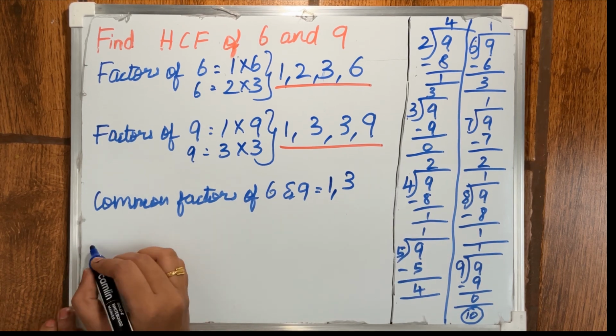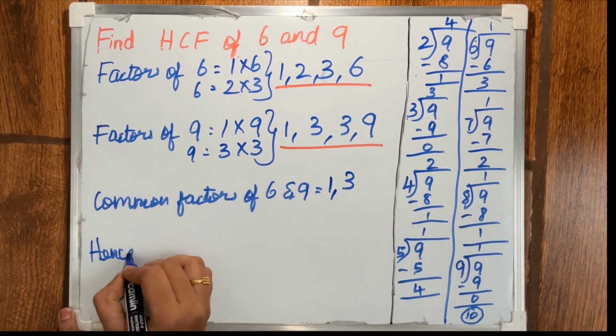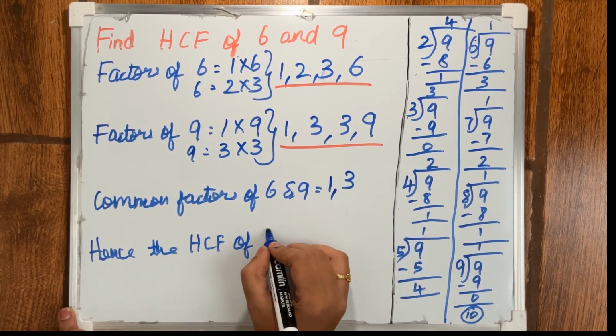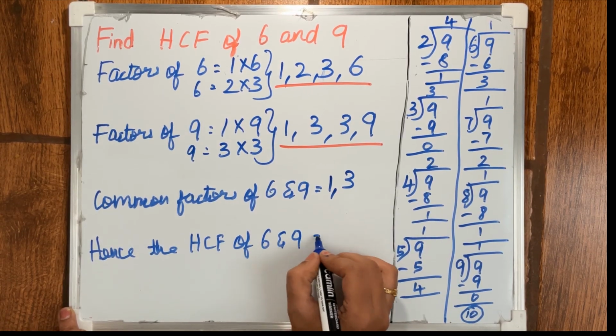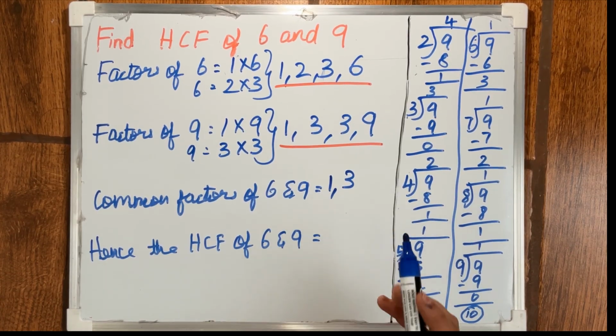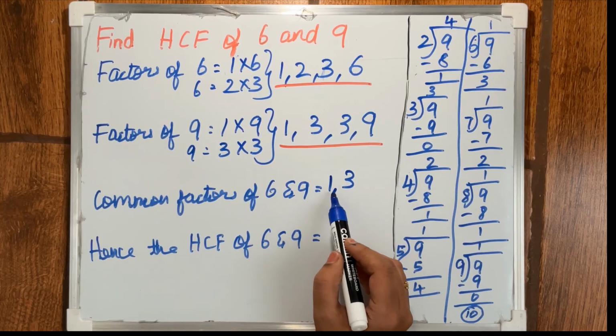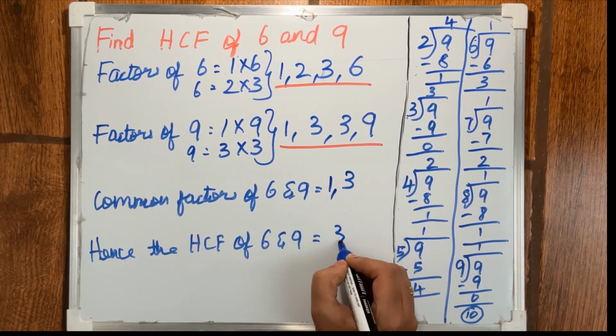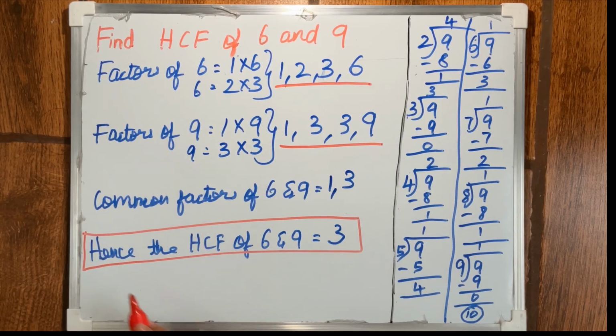The last step is to find the HCF of 6 and 9. Among these common factors, we have to choose the highest common factor. So which is the highest number, 1 or 3? 3 is greater than 1. Hence, the HCF of 6 and 9 is 3.